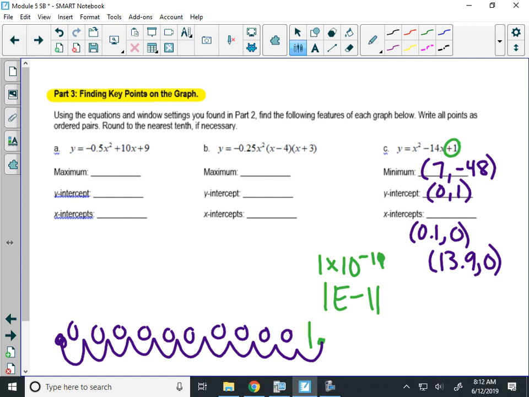It's really kind of dumb that your calculator uses this scientific notation. Why they can't just tell you that that number is 0, I don't know. But I hope you would agree that that decimal is equal to 0. That's why I can write 13.9, 0.